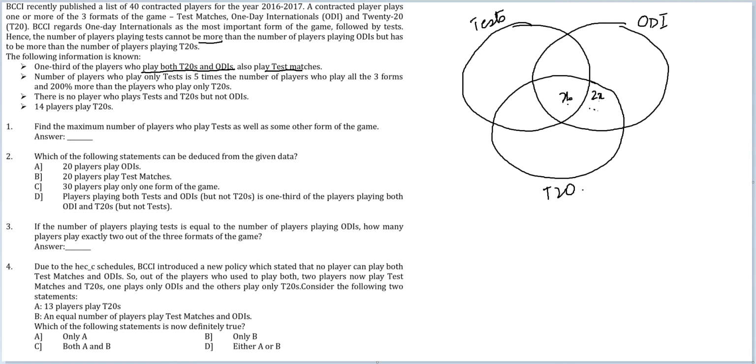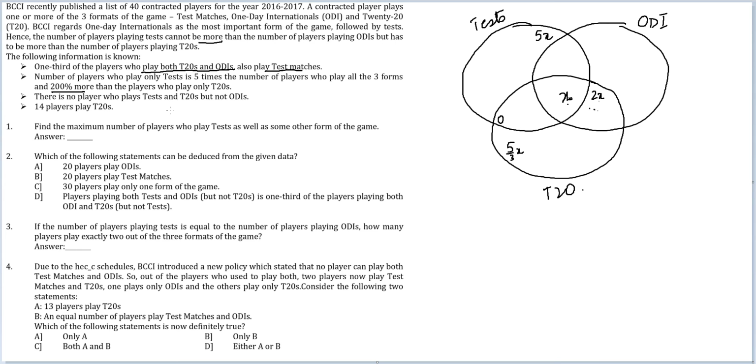Number of players who play only tests is 5 times the number of players who play all three forms. So only tests is 5X, and 200% more than the players who play only T20s. So if 5X is 200% more, it is 3 times the number of people who play only T20. So number of people who play only T20 will be 5 by 3X. There is no player who plays tests and T20s but not ODIs. So this region is 0.